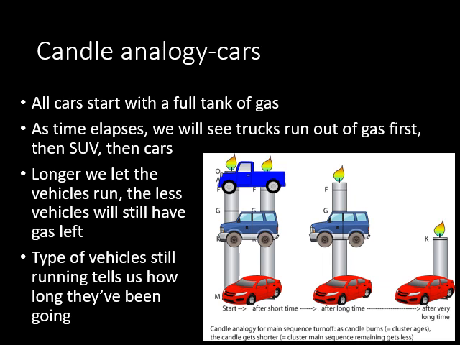So by looking at the types of vehicles that are still running on the main sequence, that's how we can tell the age, right? If we see trucks and SUVs and cars, then we know we're early on. The cars haven't been driving for very long. The analogy is the star cluster is young. If we look at the star cluster and we only see lower mass stars, we only see cars driving down the road, no trucks or SUVs, we know that the star cluster is older. The cars have been driving for a longer amount of time.